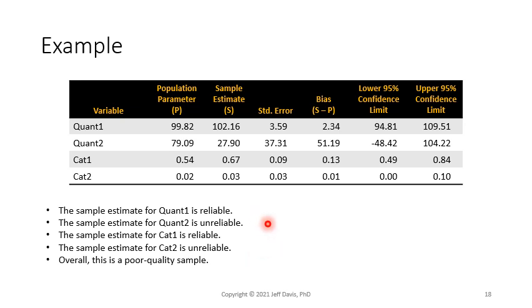So how would we evaluate the overall sample? We'd say this is a poor quality sample. We need to try something else. We need to try a different method. So instead of maybe simple random sampling, we go with something called stratified random sampling.